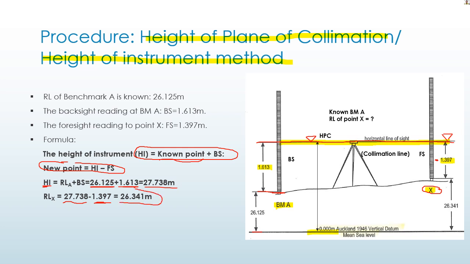So this is the result: 26.341, which is higher than 26.125. So now you know that point X is higher than benchmark A.